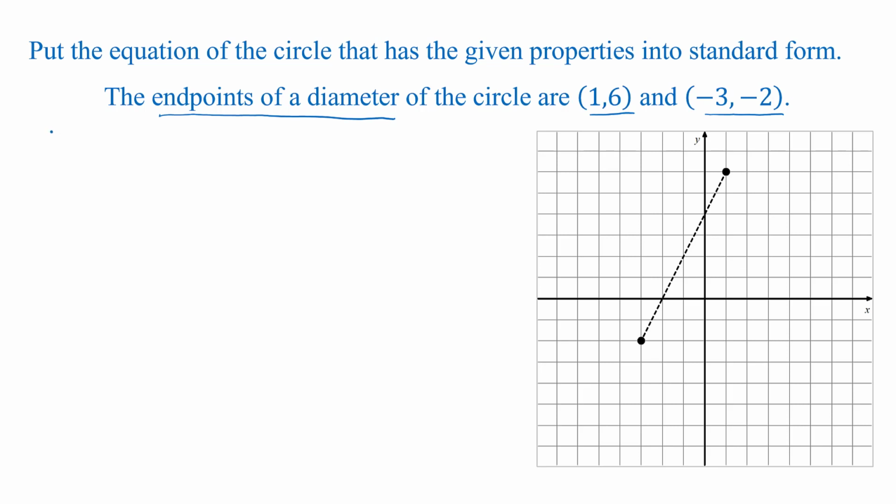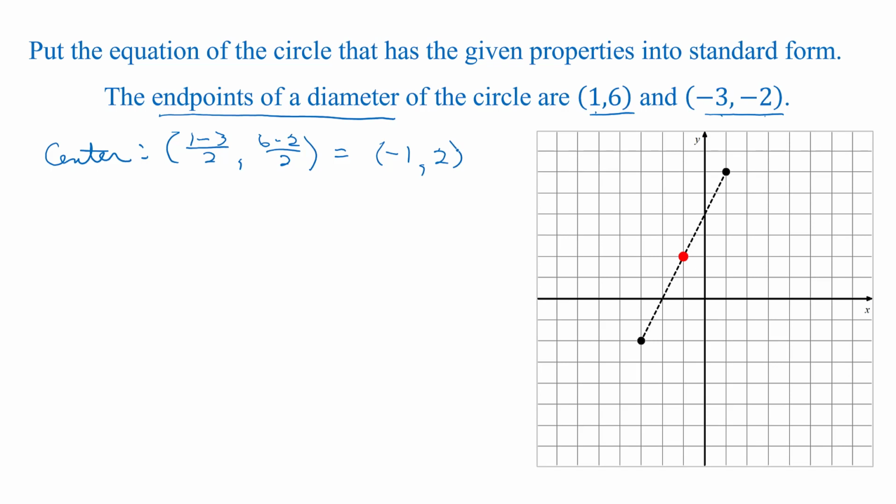To find the center, I could think of the midpoint formula, and so the x-coordinate of the center would be (1 + -3) divided by 2, or (1 - 3) over 2. The y-coordinate of the center would be (6 + -2), or (6 - 2) over 2. And so we get a center of (-1, 2). And right here you can see the center on our circle.